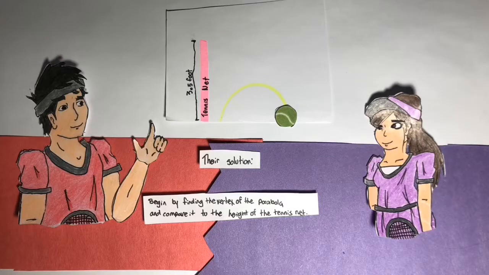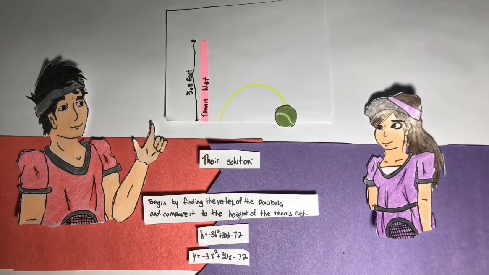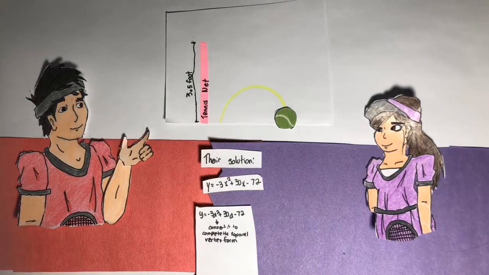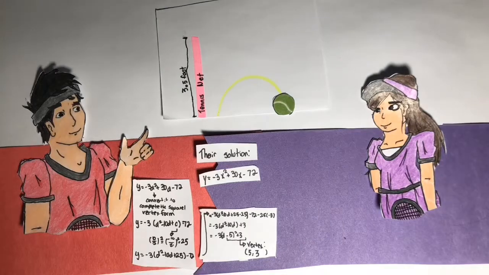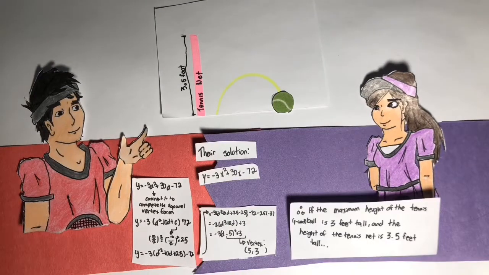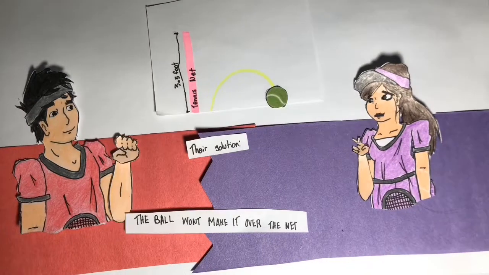Begin by finding the vertex of the parabola and compare it to the height of the tennis net. Convert it to complete the square or vertex form. Vertex 5, 3. Therefore, if the maximum height of the tennis ball is 3 feet tall and the height of the tennis net is 3.5 feet tall, the ball won't make it over the net.